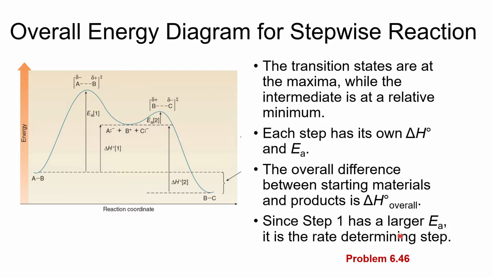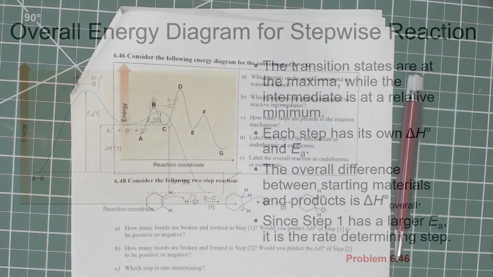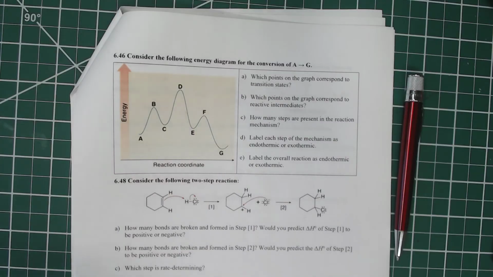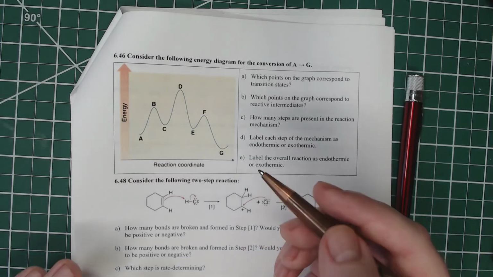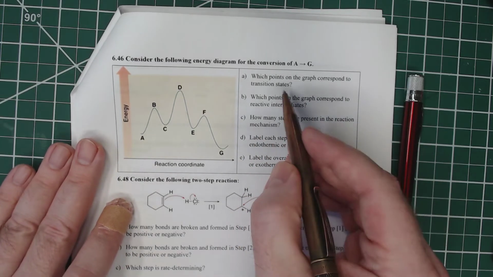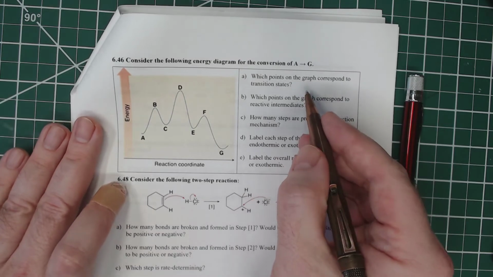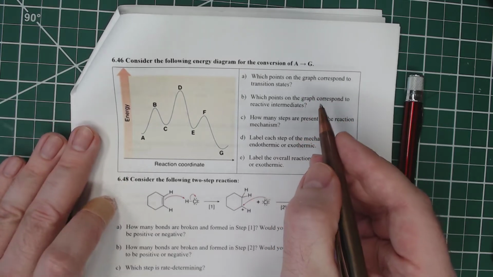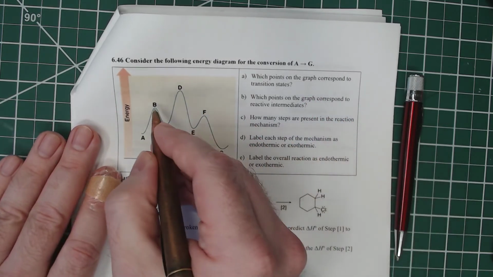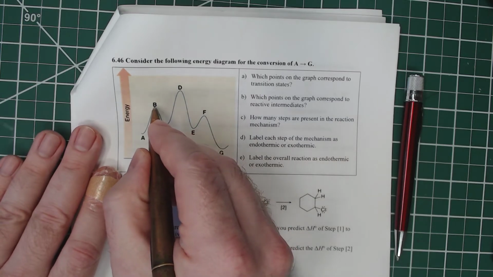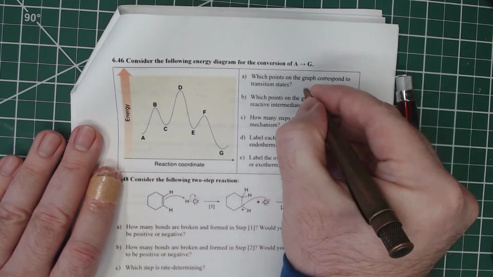So given what I've shown you, we're going to do number 46 on the in-class assignment. So we'll switch over here to number 46. Okay, so which points on the graph correspond to transition states? Again, the transition states are going to be the relative maxima, or the maxima points, so B, D, and F.